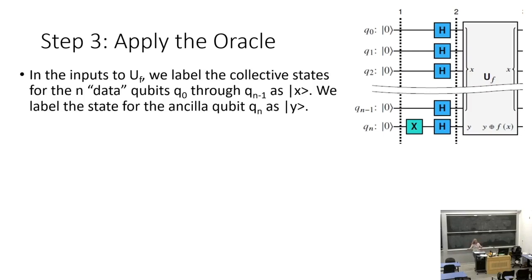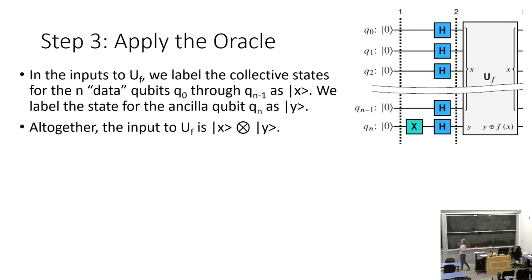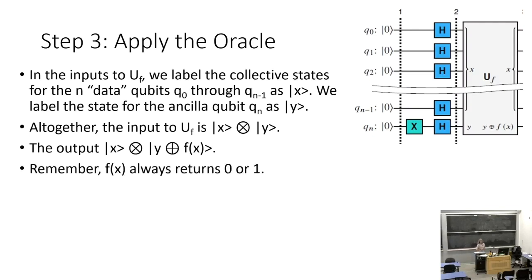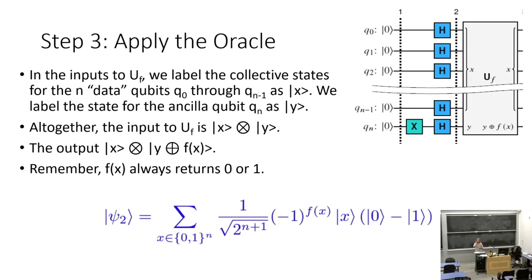Okay, so altogether, the input to our unitary is the tensor product of x and y, and the output is the tensor product of x with y mod 2 f of x. And f of x, we have to remember, always gives us 0 or 1. And so we can write down the state of our multi-qubit system after the unitary operation as follows. We have the sum over x of 1 divided by square root of 2 to the n plus 1 times the same thing we had before, but now modified by this term, minus 1 to the f of x, where f of x is 0 or 1.